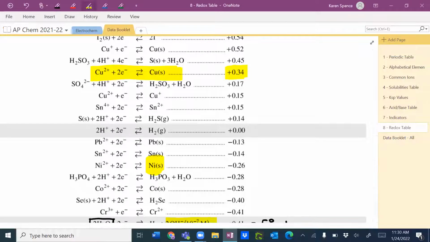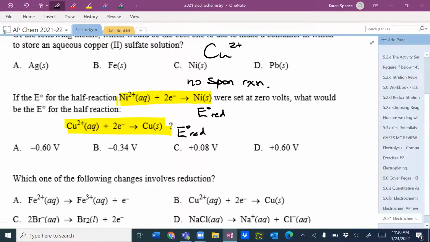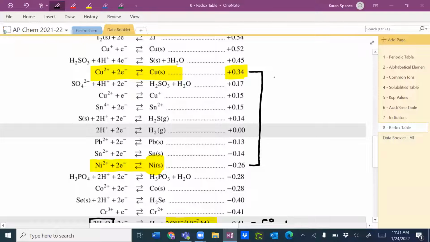Okay, so nickel is here. And copper is here. And if we set, did it say copper to 0 or nickel to 0? If we set nickel to 0, so if instead of this being 0.34, if we moved our 0, normally hydrogen is set as 0, but really you could set it to anything. They just picked hydrogen randomly.